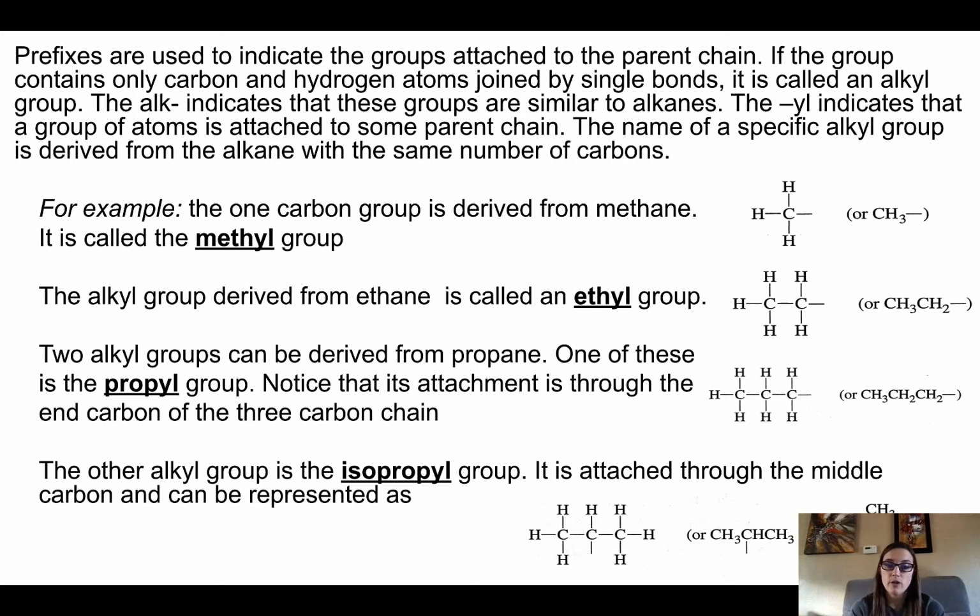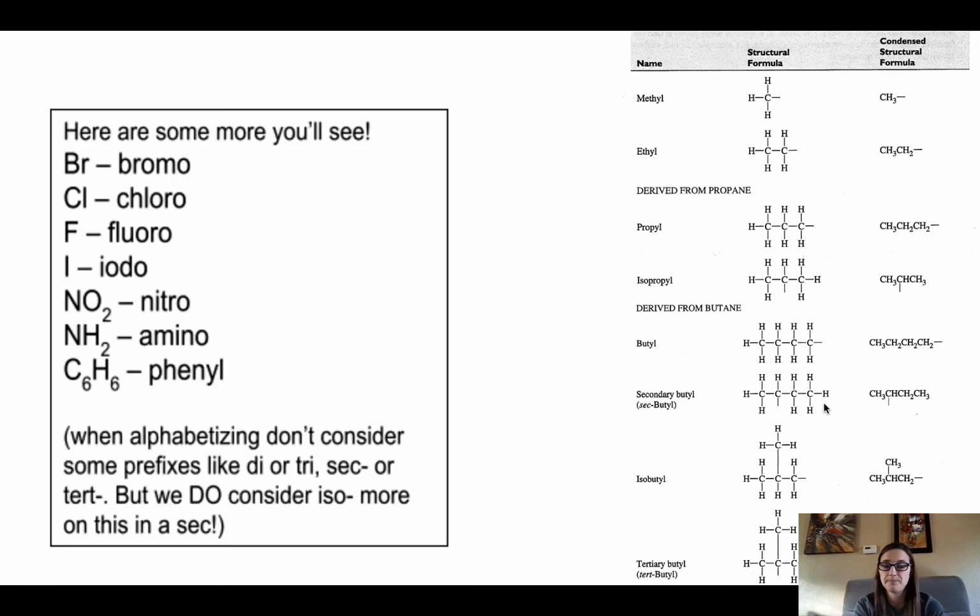Now we can also have what is called an isopropyl group. So the isopropyl is attached through the middle carbon. So notice how it's still 3 carbons, just like propyl, but the attachment is different. So isopropyl is attached to the middle carbon, propyl is attached at the end of the carbon chain.